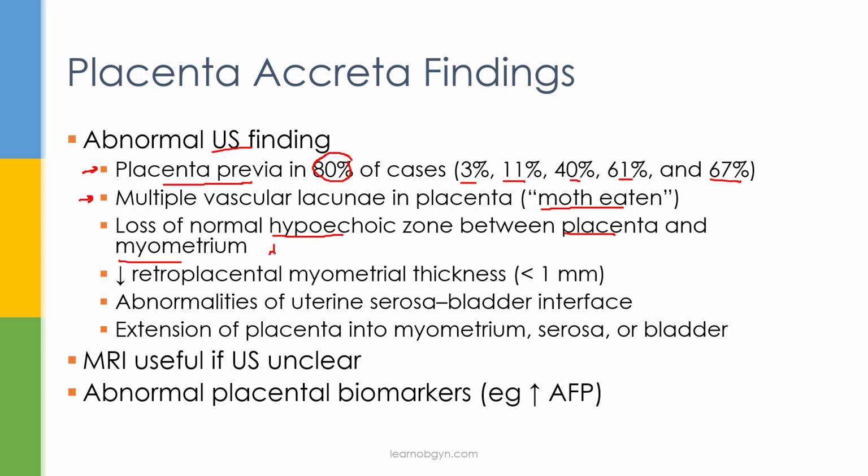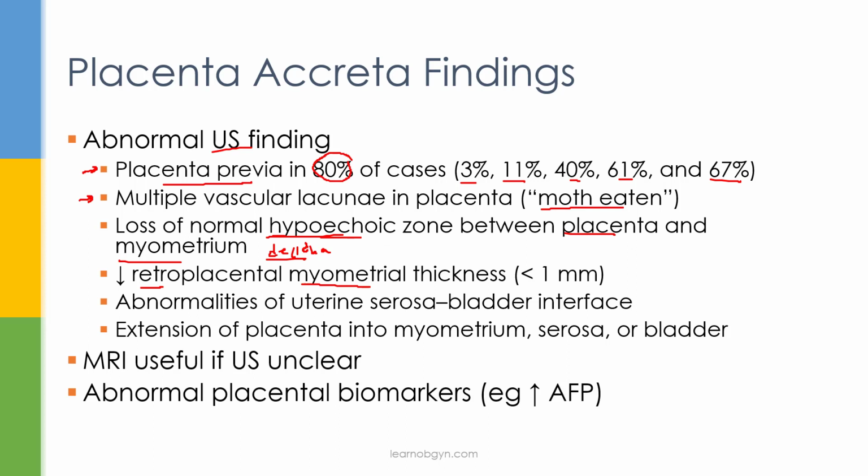So remember, that's where the decidua normally is. But with a placenta accreta, the placenta has passed through that point, so there's no decidua, and that's why you lose this hypoechoic zone. There is decreased myometrial thickness behind the placenta. And the reason there's decreased thickness is because that space is being taken up by placenta now.